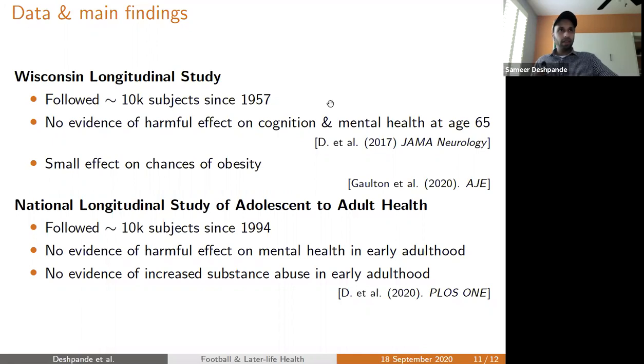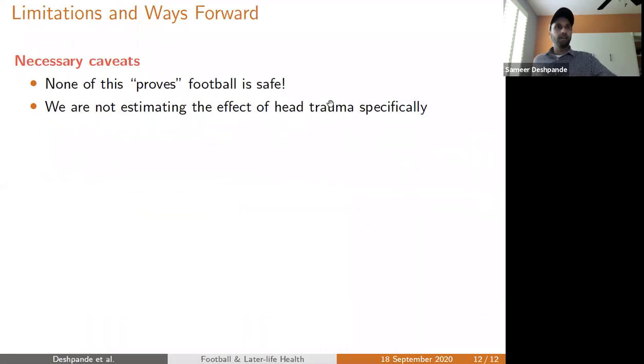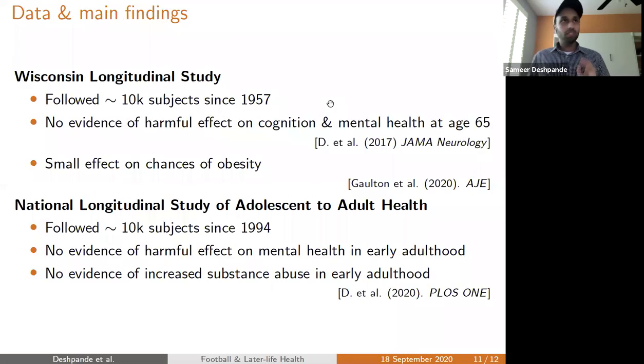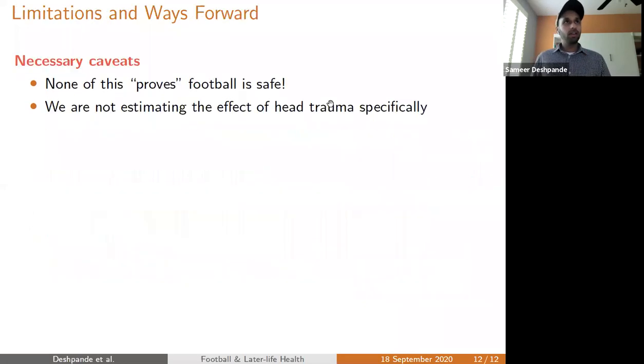And at this point, I'm going to issue two huge caveats. If you leave this talk with nothing else, please leave with these two caveats. The results on this slide in no way prove that football is totally safe. We're not holding these papers up as proof that you have nothing to worry about when kids play football. We're not saying that our results should discount any efforts to improve the safety of the game.